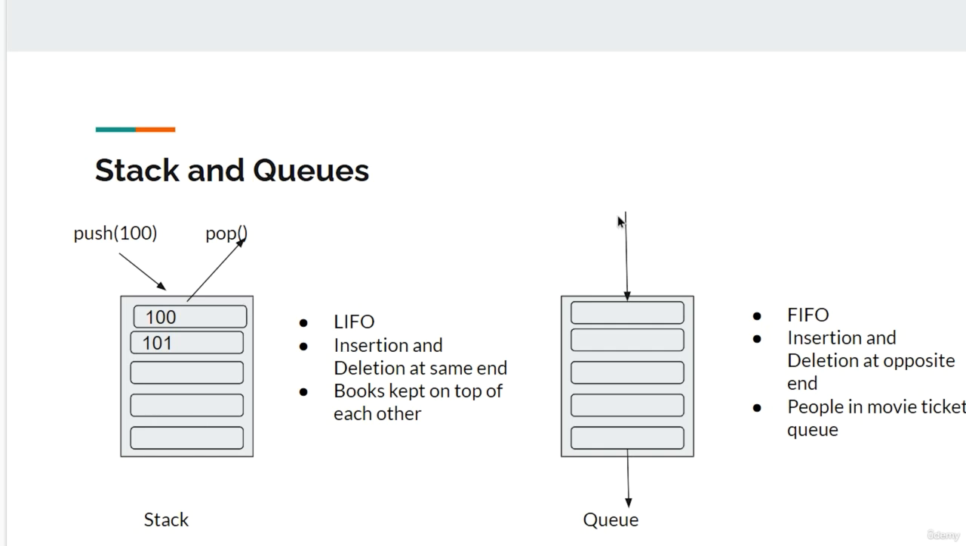Now let us move toward the queue. Queue follows first in first out approach, which means insertion and deletion happens at the opposite end. It means whatever element we have entered first will be removed first.